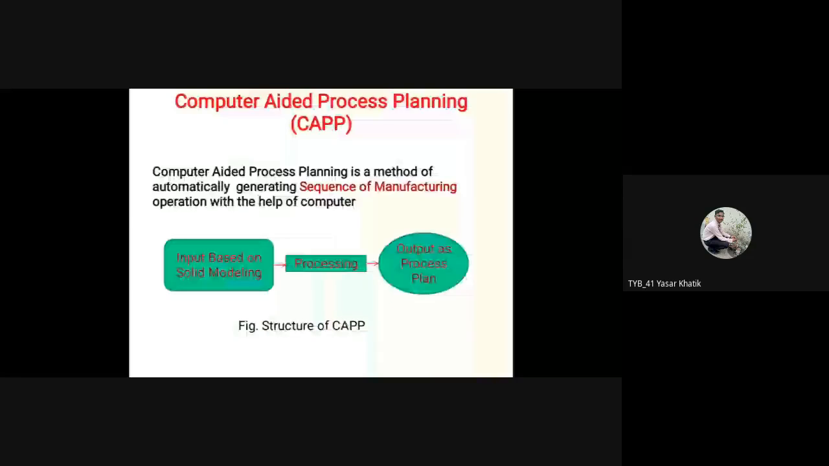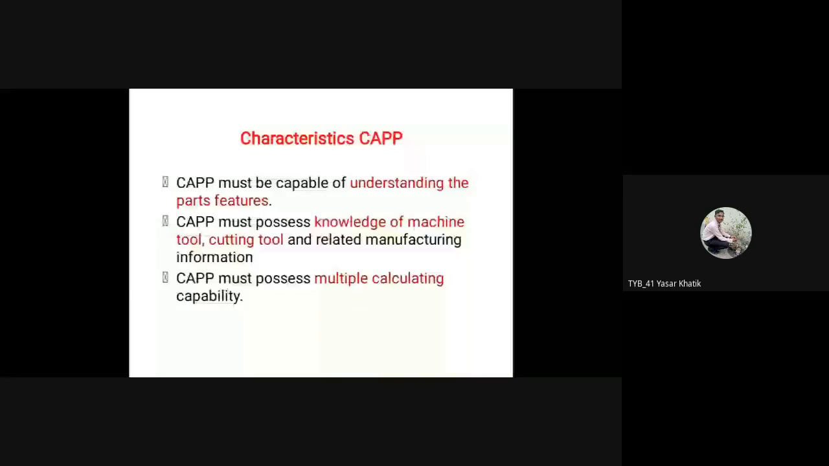Before going to manufacturing, we have to do some process planning in terms of the manufacturing operation and sequence of operation. CAPP is nothing but a simple bridge between the CAD phase and manufacturing phase. For that, some characteristics are important. Before applying CAPP into manufacturing, CAPP must understand the part features, machine tool knowledge, and calculating machine capacity.